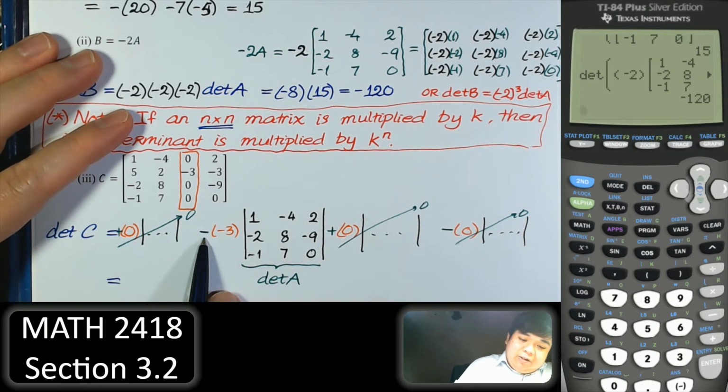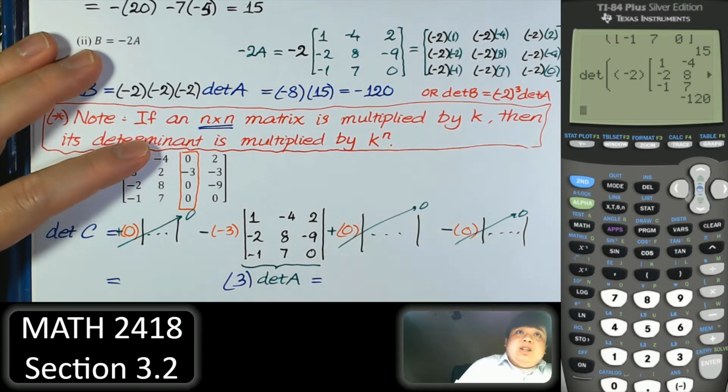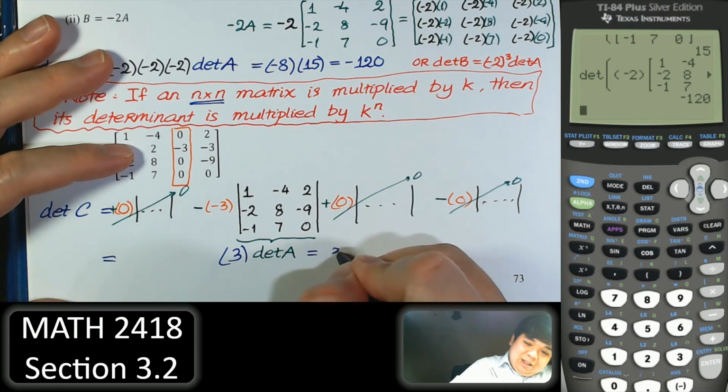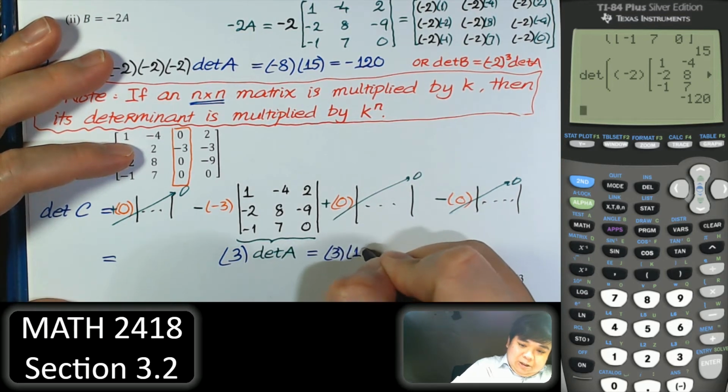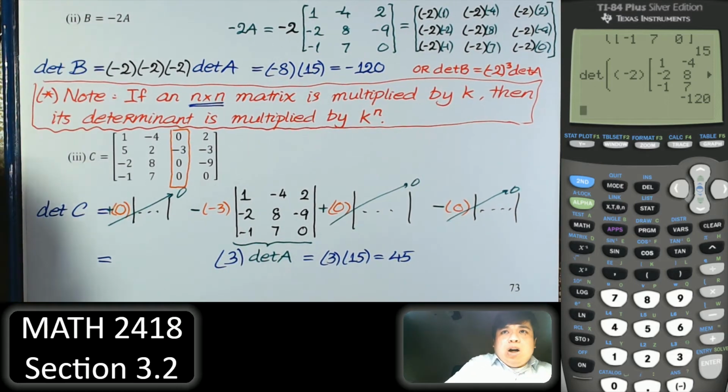And now we have negative times negative, so that's just 3 times determinant of A. Determinant of A is 15. Yeah, so there's nothing special here.